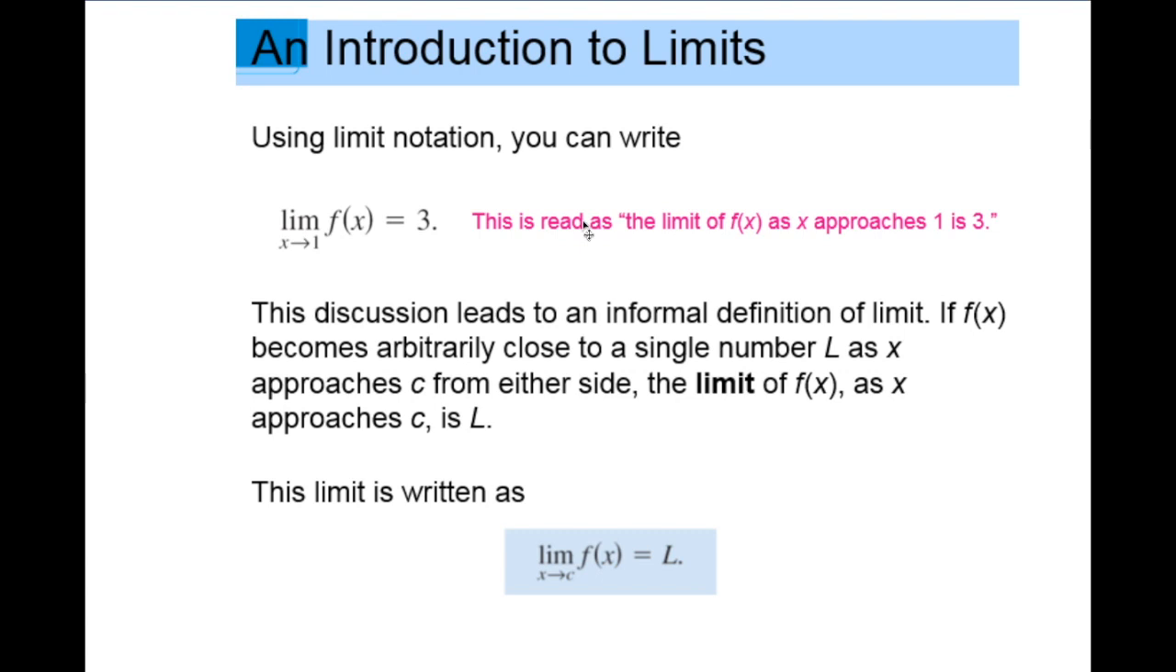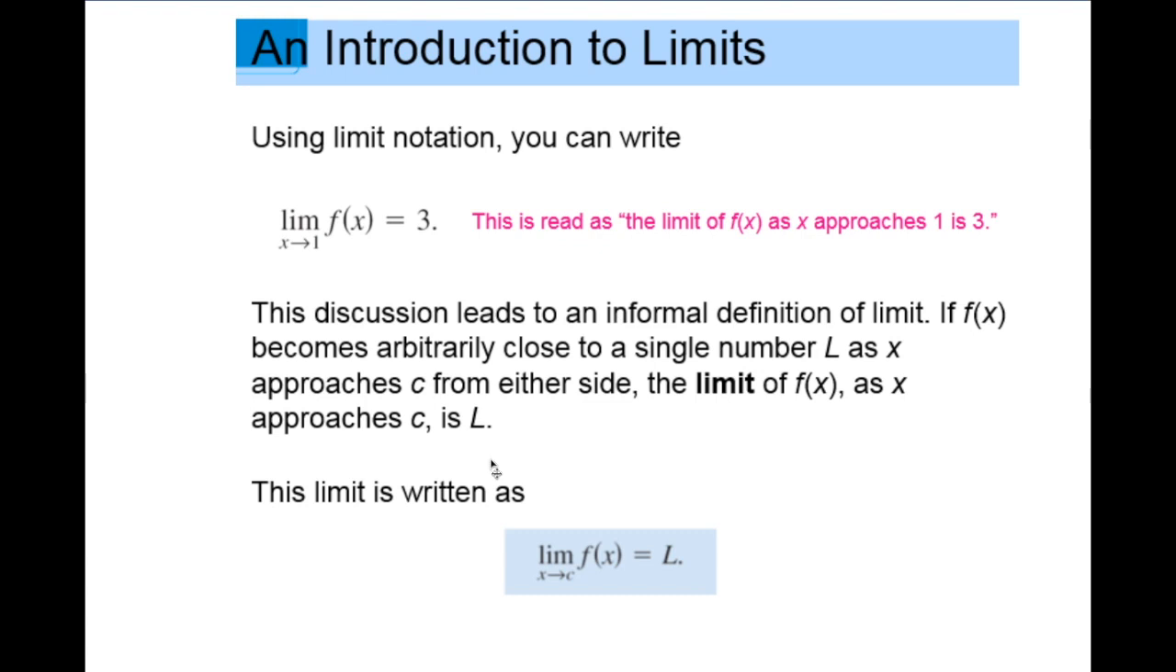You need to know that when you see something like this, it says the limit of our function f of x as x approaches 1 is equal to 3. This discussion leads to an informal definition of a limit. If our function f of x becomes arbitrarily close to a single number L as x approaches c from either side, the limit of f of x as x approaches c is L.